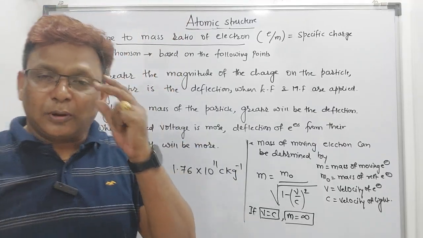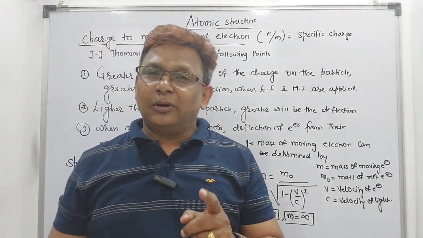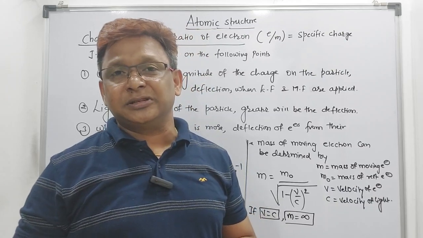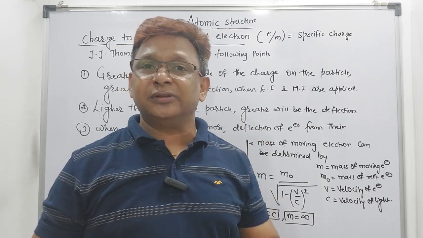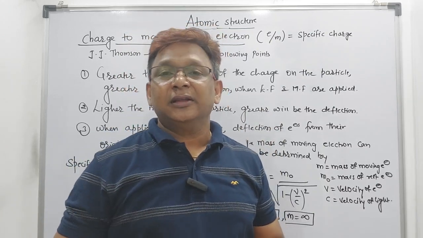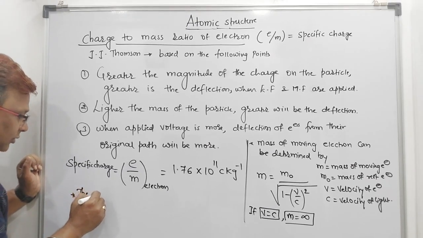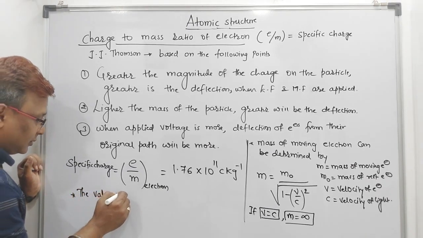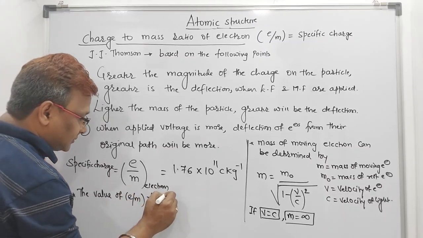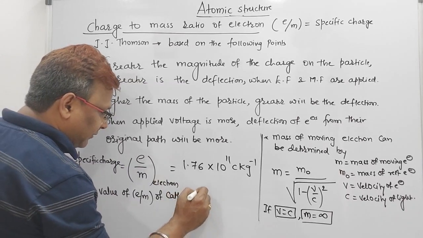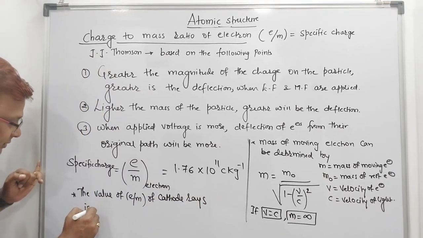And beta, in the previous properties of the cathode rays we saw, no? There also we saw that the cathode rays are independent of the nature of the gas taken in the discharge tube, as well as independent of the cathode plate used in the discharge tube. So we can say the value of e by m of cathode rays, and cathode rays means indirectly we are talking about the electrons, beta. The value of e by m of cathode rays is what?